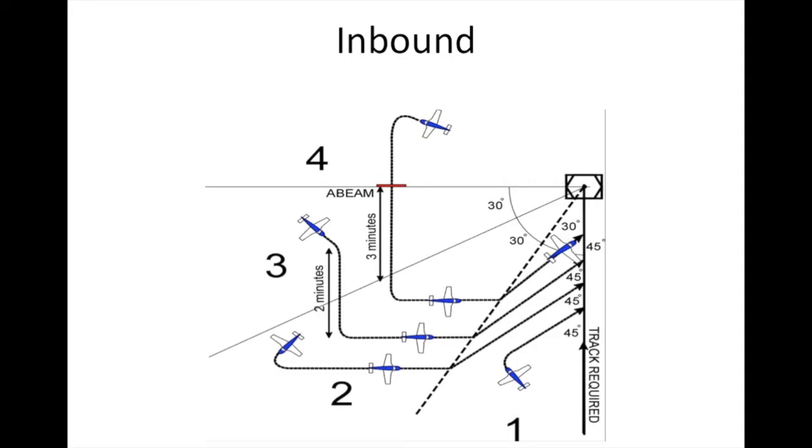And the way it works is, if you are plus or minus 30 degrees from that radial, as you can see here, you're going to come at it at 45 degrees and intercept it. If you're between 30 to 60 degrees, you're going to come perpendicular to it, or abeam to it. You're going to fly perpendicular to it until you're 30 degrees from it, and that's when you turn 45 degrees towards that radial and intercept it.